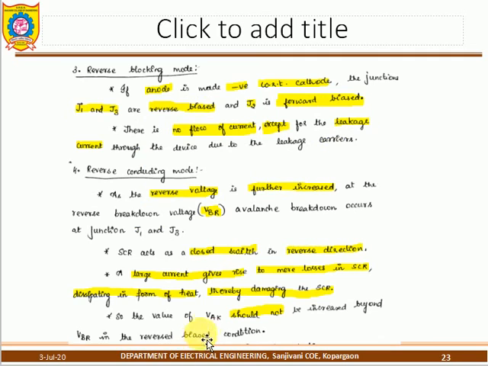The next one is the reverse blocking mode. What about the reverse blocking mode? Here the cathode is positive with respect to the anode. Now the junctions J1 and J3 are reverse biased and J2 is forward biased, just the opposite. Due to that, a small leakage current is produced, but in that mode also the SCR does not conduct.